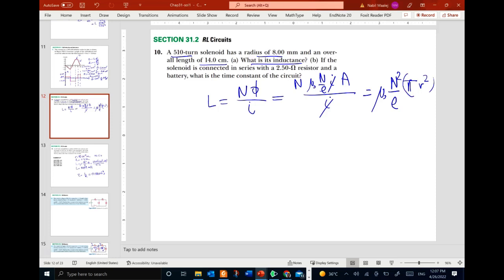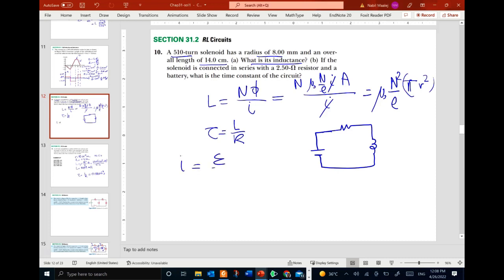All right. So this is L, and it says the solenoid is connected in series with a resistor. So we have an R, L, and a battery. Here they asked for the time constant. The time constant we said is L over R, but we could have asked for what is the current, for example, at 1 second after we close the switch.